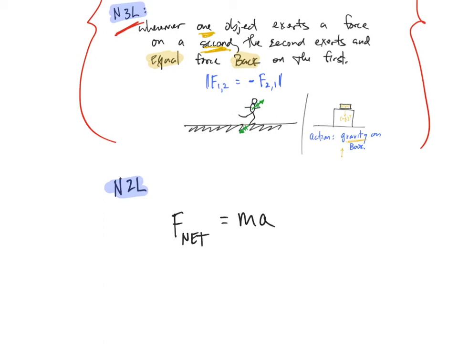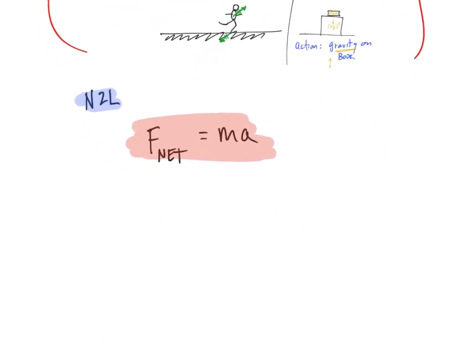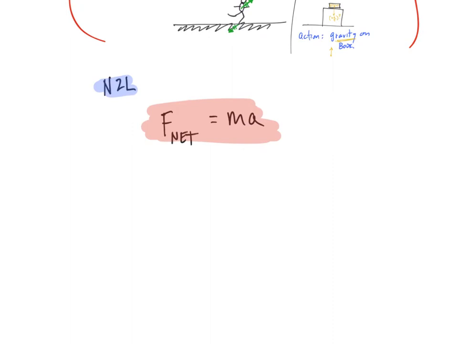F net equals ma. It's impossible to overemphasize how important this equation is in physics. It's really central to our course. So F net equals ma. I'll just point out that the force here is the net force on the object.